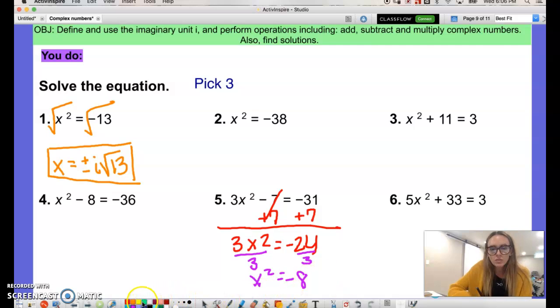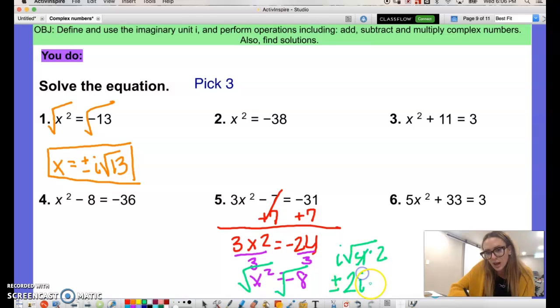Okay, so when we square root both sides, we have to consider what perfect squares fit into 8, and it's going to be 4 and 2. So we'll pull the i out, right? And we have plus or minus, the square root of 4 is 2, so that goes out here. We have our i, and then we have our square root of 2.